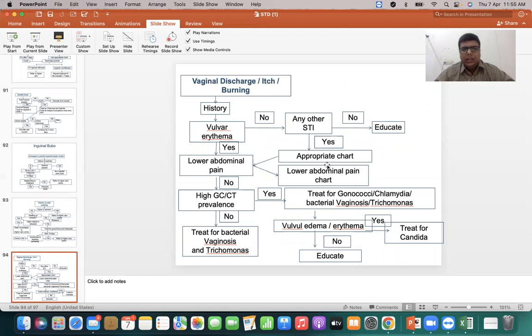The flowchart of vaginal discharge and burning sensation. Take the history. If there is vulvar erythema and abnormal lower abdominal pain present, then go for the lower abdominal pain chart. Treat for gonococcal, chlamydia, bacterial vaginosis, and trichomoniasis. If vulval erythema is present, then also treat for candida. If no, then only educate.